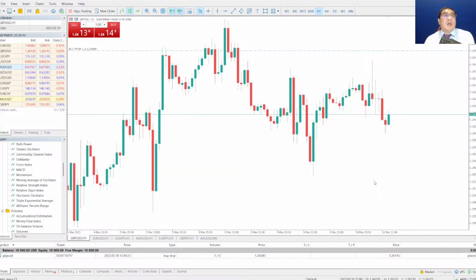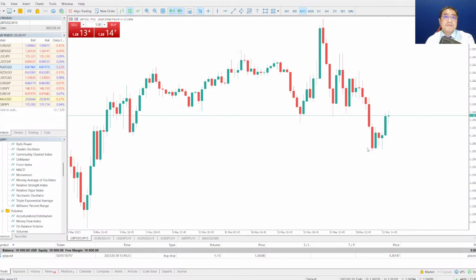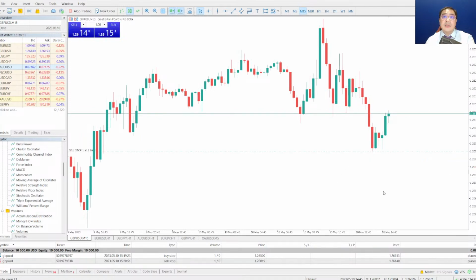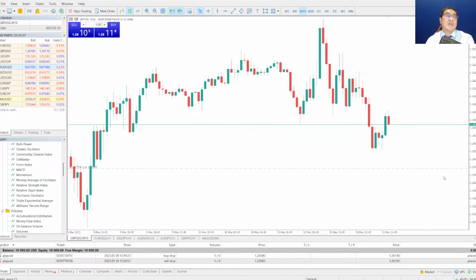Okay, so I think we can go into the 15-minute time frame right now. And I think we can use this as a sell stop order. Might adjust this a little bit lower. I want to have it a little bit lower than 1.26, so I will have it about 1.2595. Don't be too concerned about the pips here. Just make sure you protect yourself first, right?